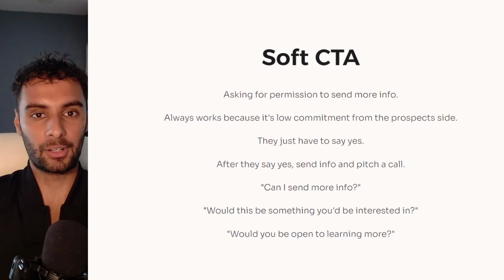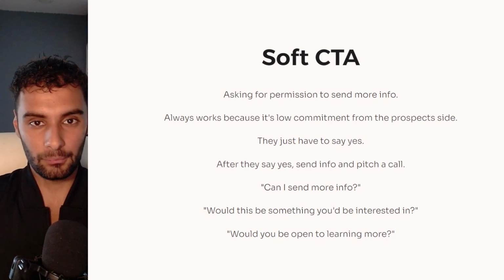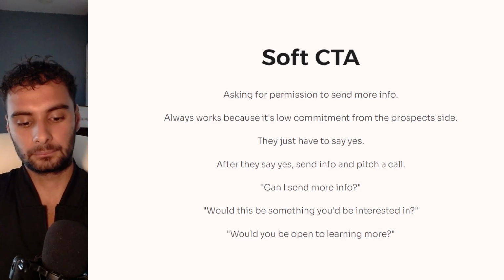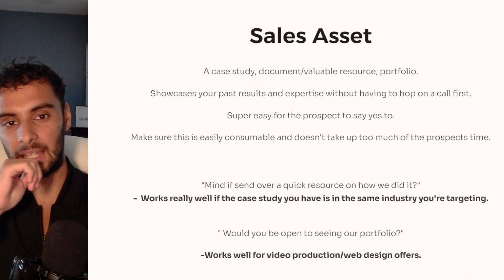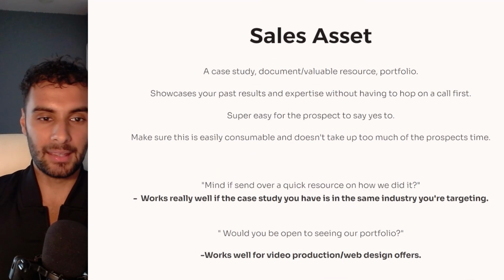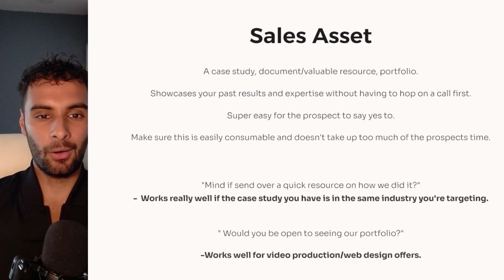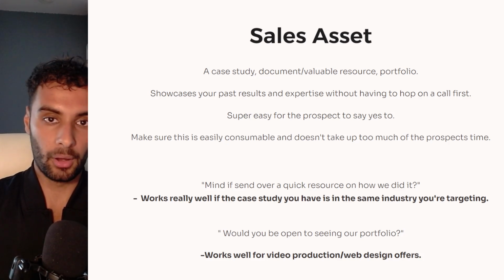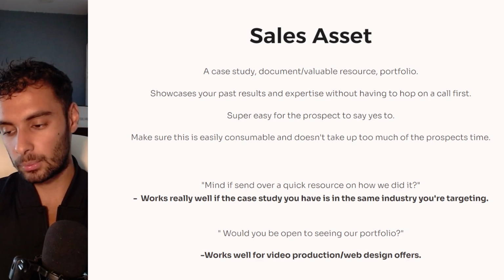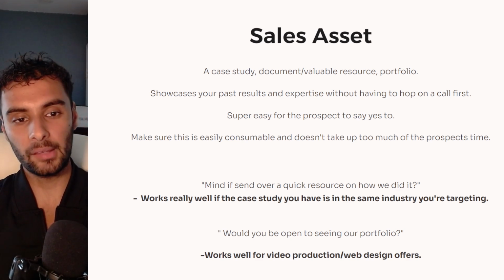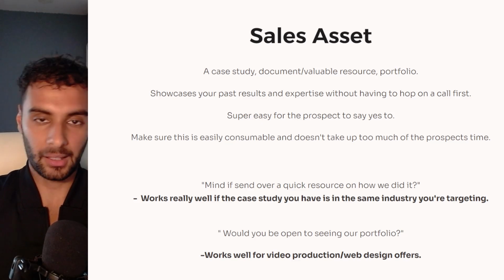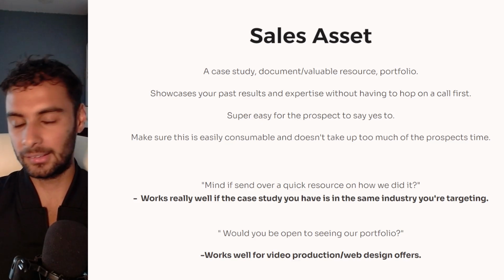Pretty simple, pretty straightforward. Like I said, this should be the default call to action that everybody uses because it's always going to work. Now, the second type of CTA is a sales asset as a CTA. And this can be a case study, or a document, or some type of valuable resource, or your own portfolio of your past work. And the reason why this works is because it showcases your past results and expertise without having to hop on a call first. So like I said, this is cold traffic you're selling to.